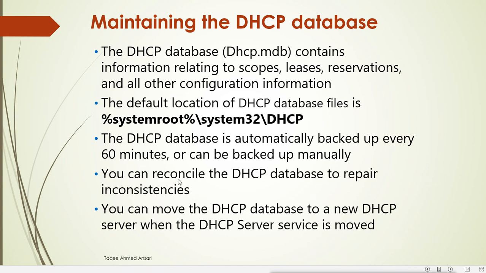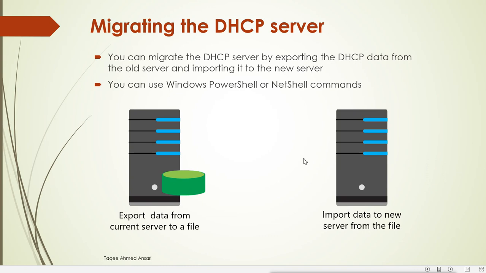Then we can move the database to a new DHCP server when the DHCP server service is moved. This is called migrating the DHCP server. That means we have one server which is working right now, and we want to migrate it to another server. We first install the role on the other server, then export the data from the current server and import it on the other server. We can use a PowerShell command or a NetShell command to do that.